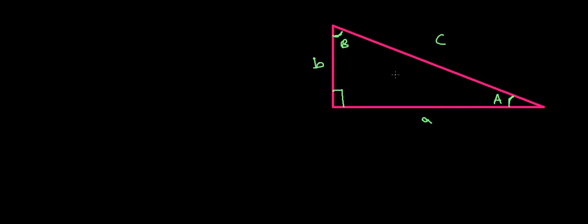Sine of A is opposite over hypotenuse, which is B over C. Cosine of A is equal to the adjacent over hypotenuse, A over C. Now if I look at angle B, sine of B is opposite over hypotenuse, A over C. Cosine of B is adjacent over the hypotenuse, which is B over C.